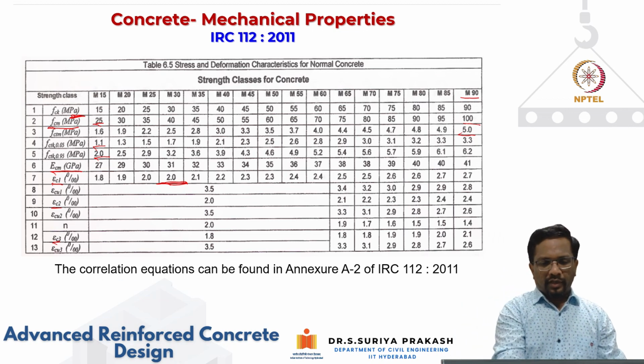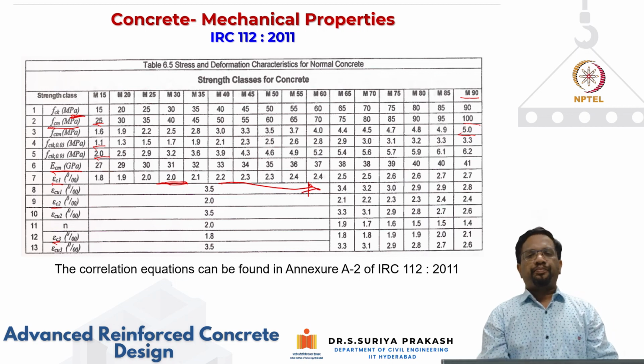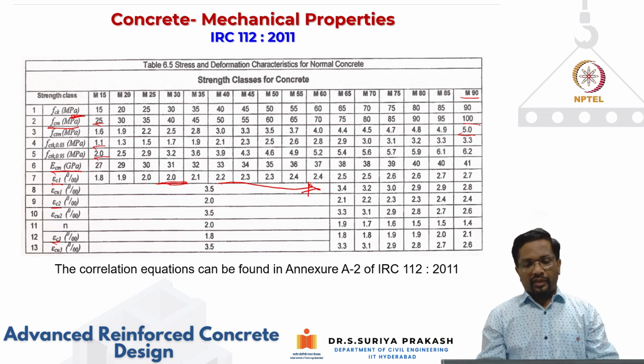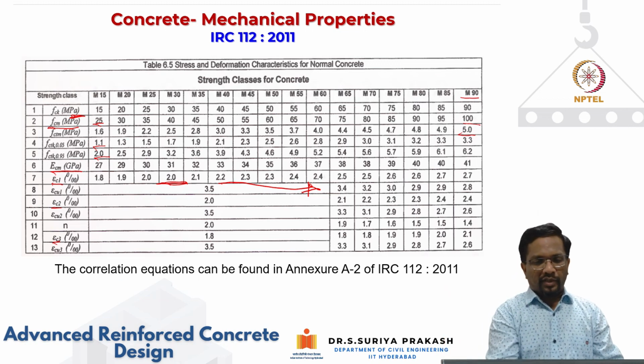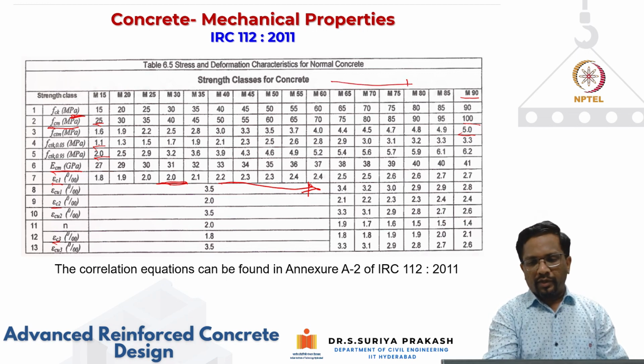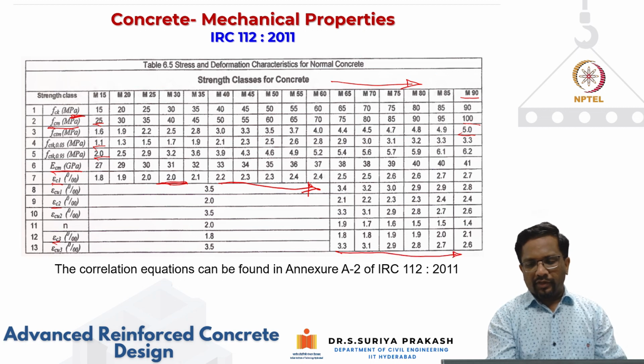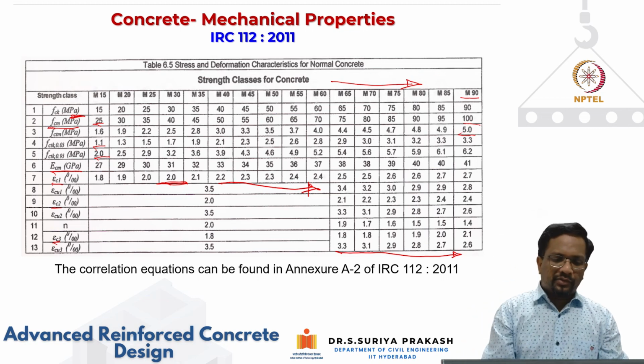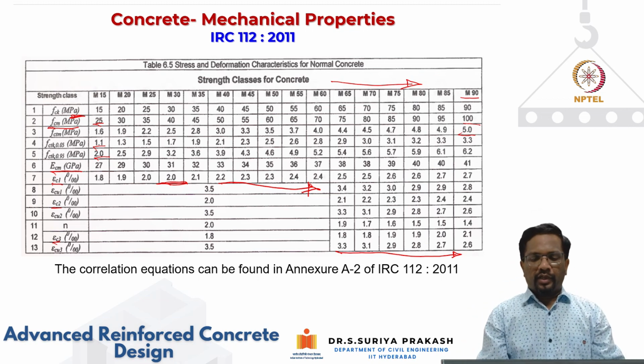As you can see here, as the strength of the concrete is increased, again your epsilon C1 is also increasing, like what we have seen in the previous lecture. And we also have epsilon C3, which is your ultimate strain. Again, you can see that with the increase in grade of concrete, epsilon C3 actually reduces. That is what we saw in the last lecture as well. So these are the values that are specified by IRC 112.